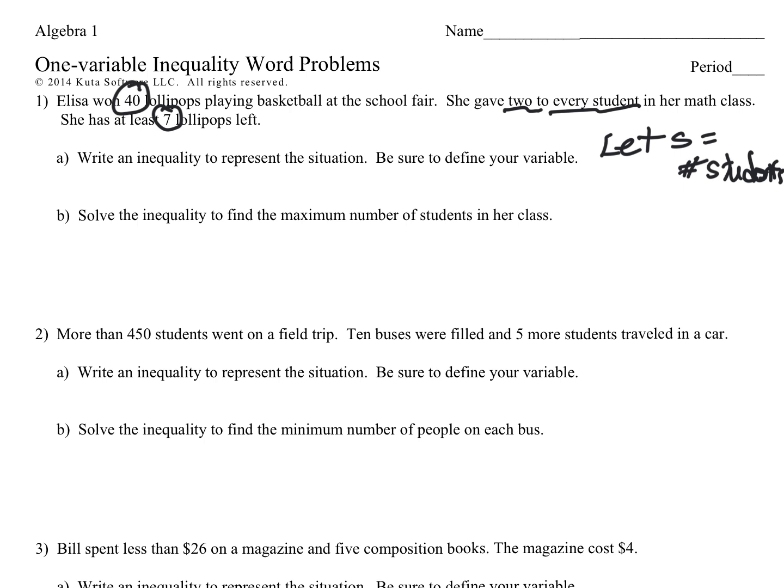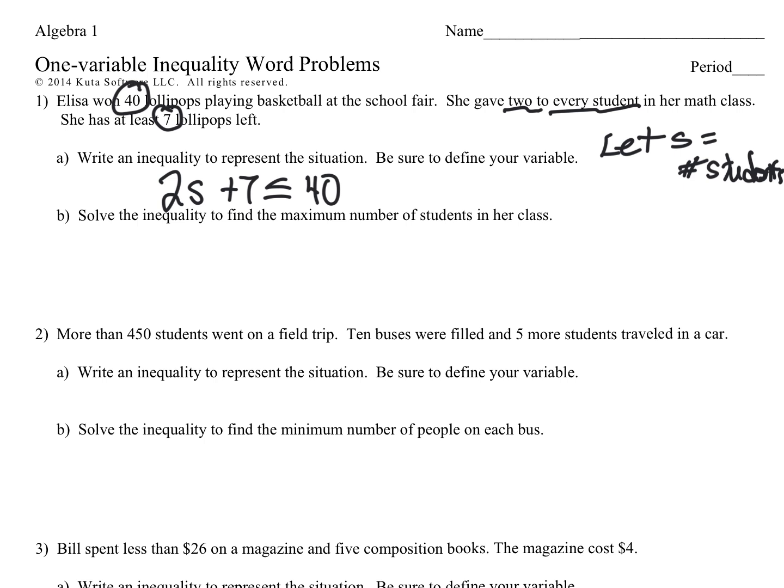Okay, we're going to write the inequality. So we know that she had 40. She has 7 left, so we know that we're going to add 7. She gave 2 to each student, S. 2S. And now we want to show that that's less than or equal to. Why can't it be greater than? Because she won 40 lollipops. She didn't get any more than 40.